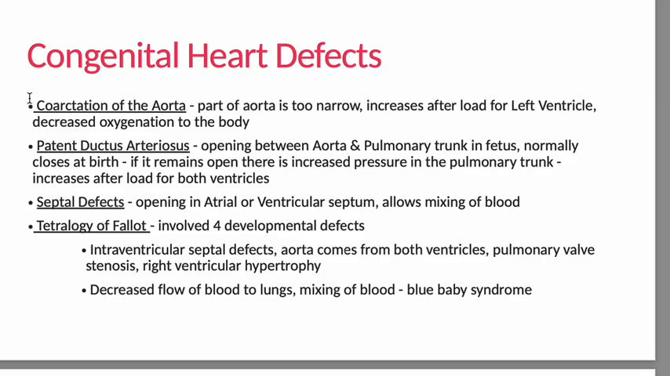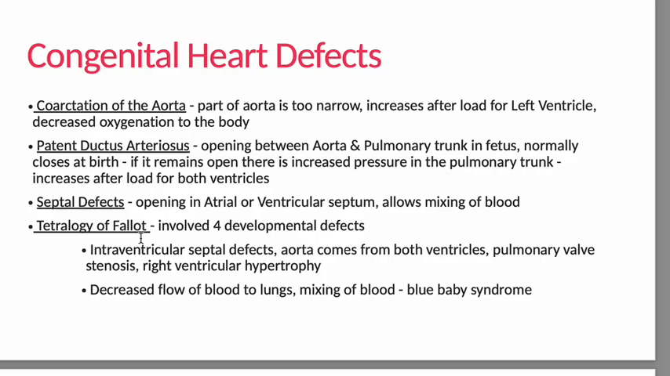We can have a condition called coarctation of the aorta. So this just means the aorta gets too narrow in one part. So we're going to increase resistance. So we're going to increase afterload. So this is going to cause an issue for the left ventricle, and it's going to decrease the amount of oxygen to the body. So again, usually we're going to go in and do a little reconstructive surgery to fix this up.